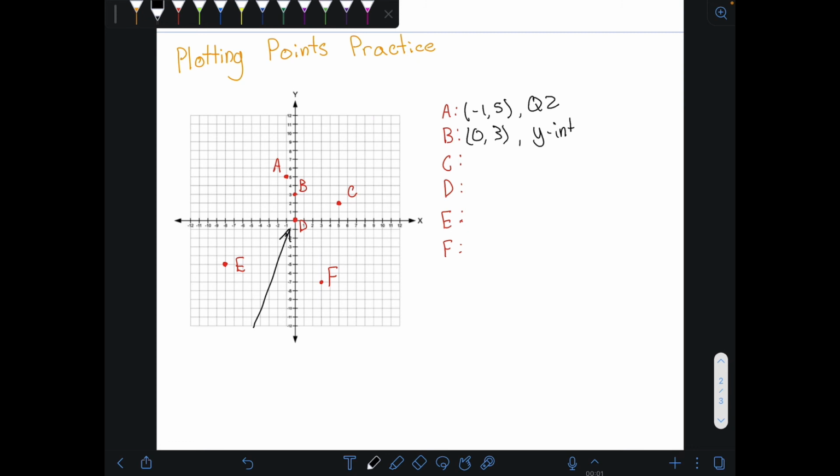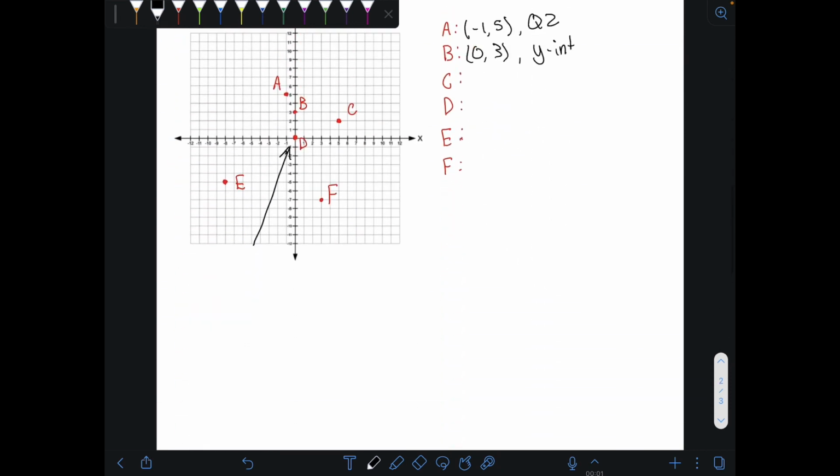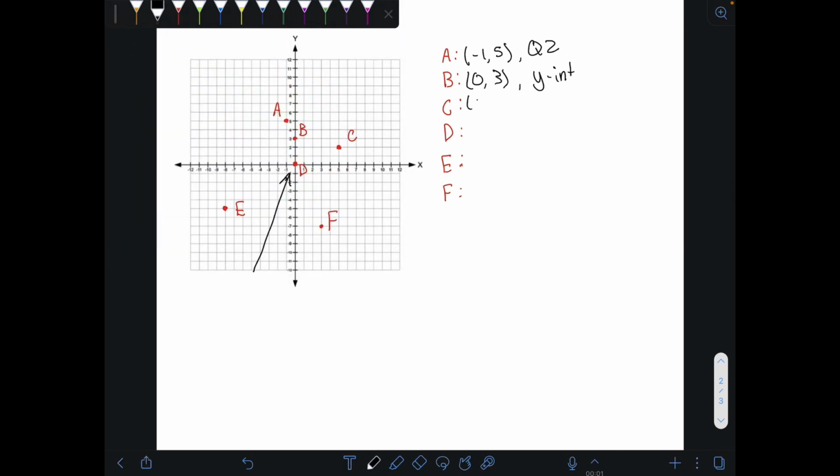The origin, I don't think this was mentioned above, but the origin right here is a very important place. It is 0, 0, and it's called the origin. It's just the center where the two lines meet, the x and y axis. It's pretty important to know, but nothing special about it. So we'll write here for point D, 0, 0, origin. I think we forgot to do C, so C is 5, 2, Q1.